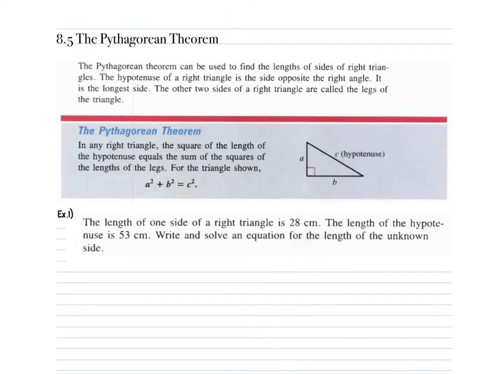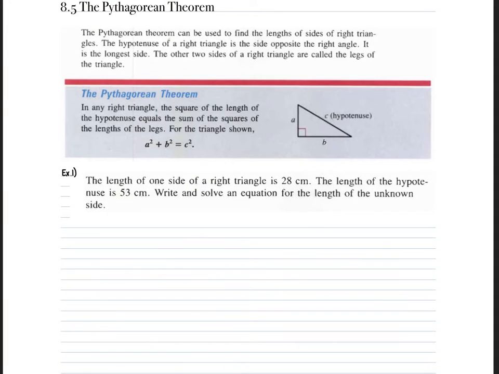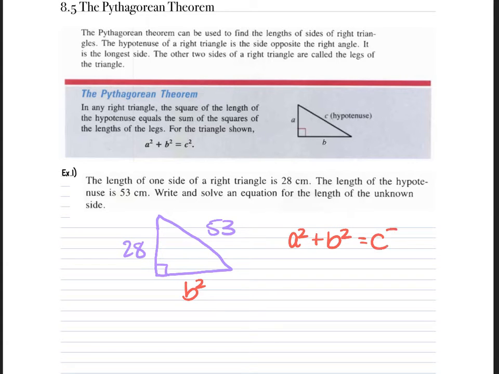So if we look at example 1, it tells us that the length of one side of a right triangle is 28 centimeters. So if we want to draw a right triangle, we say one side is 28 centimeters. The length of the hypotenuse is 53 centimeters. Write and solve an equation to find the length of the unknown side. So this can be b squared that we're finding for. So we would have a squared plus b squared is equal to c squared. So we're just going to fill in here.